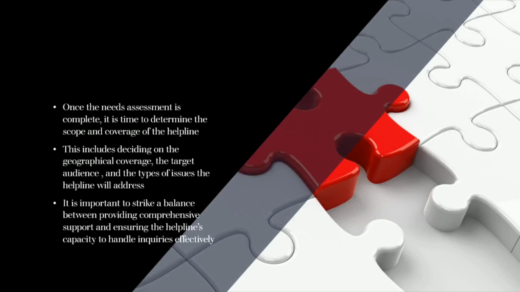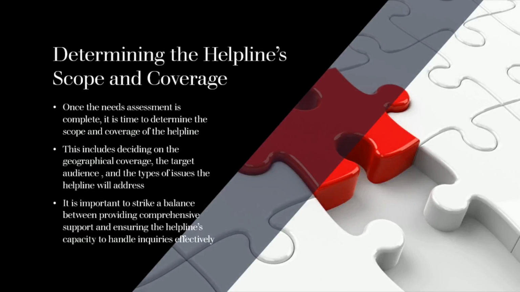Once the needs assessment is complete, it is time to determine the scope and coverage of the helpline. This includes deciding on the geographical coverage, the target audience, for example, specific industries, vulnerable groups, and the types of issues the helpline will address. It is important to strike a balance between providing comprehensive support and ensuring the helpline's capacity to handle inquiries effectively.